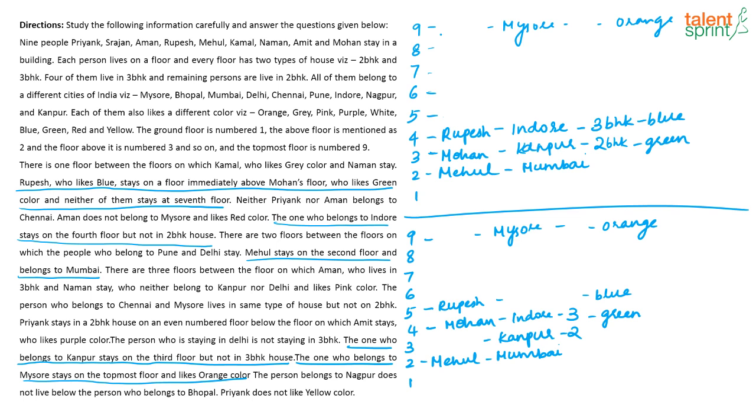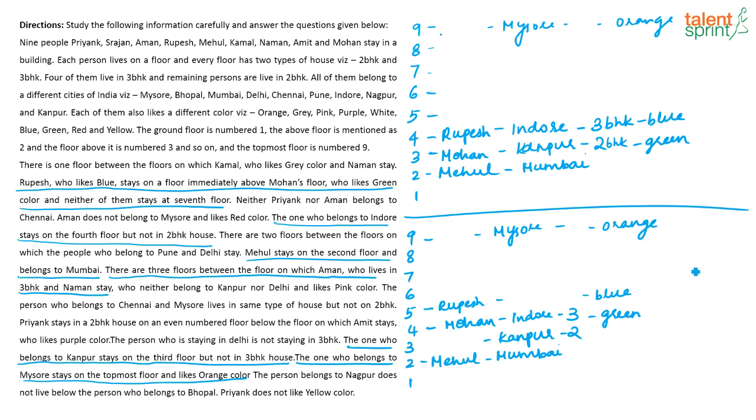Next, whom do we place? There is one floor between Kamal who likes grey and where Naman stays. Neither Priyank nor Aman belongs to Chennai. Aman does not belong to Mysore and likes red color. There are 2 floors between people who stay in Pune and Delhi. There are 3 floors between Aman who lives in a 3 BHK and Naman. Look at this information.